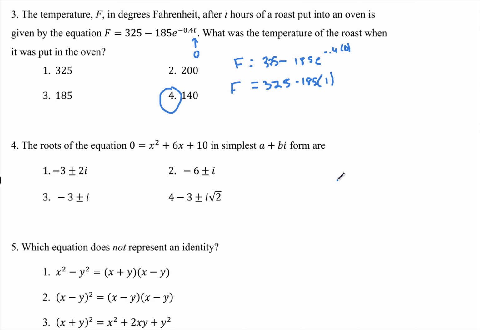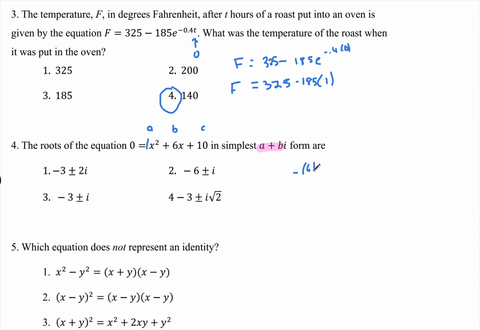Number 4, the roots of this equation in simplest a plus bi form are... once again, I think we saw this in the last video. I see a plus bi, that means I'm most likely going to have an imaginary number, which means I'm going to have a negative number underneath the radical, the discriminant part of my quadratic formula. So I can label: x squared is still a 1, so that's my A. My B is 6. My C is 10.